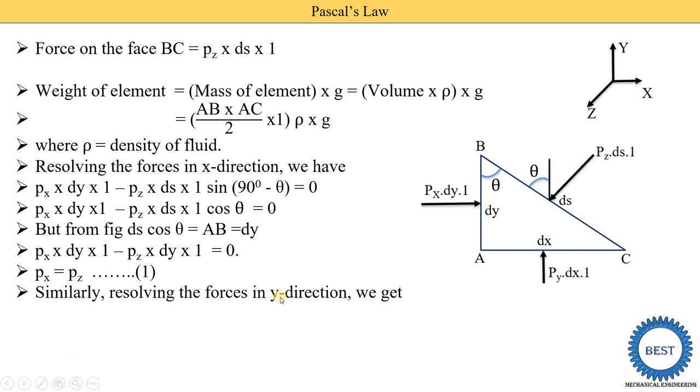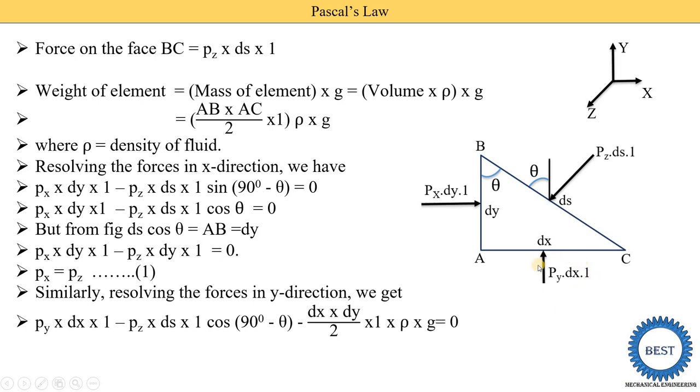Similarly, resolving the forces in the y direction, we get certain equations. These are the forces acting in the y direction. The y direction means vertical, or the downward direction. The first y direction force is py into dx into 1. It is in the vertical direction, so we consider it positive. Now this pz into ds into 1 is inclined, so we can convert it into a vertical force. For the vertical force, we make a triangle similar to the last case and apply cos 90 minus theta, and we get this force in the vertical downward direction. It is downwards, that is why we mention the minus sign.